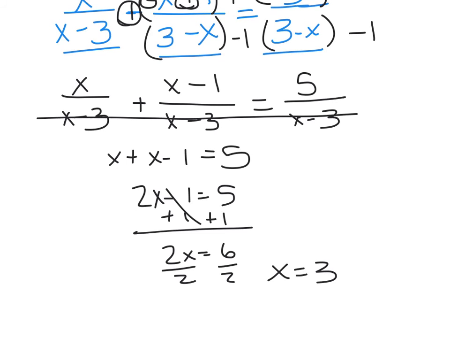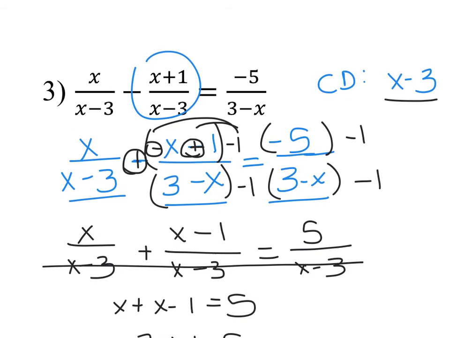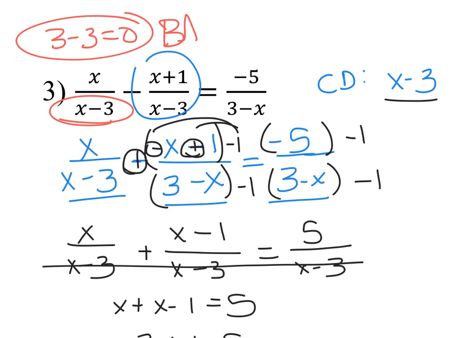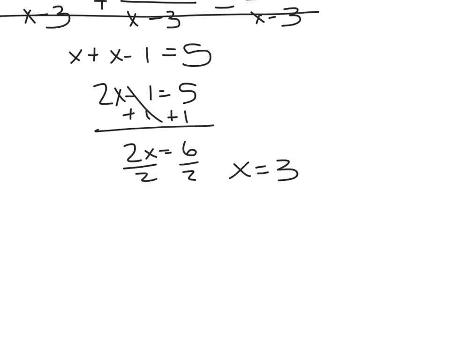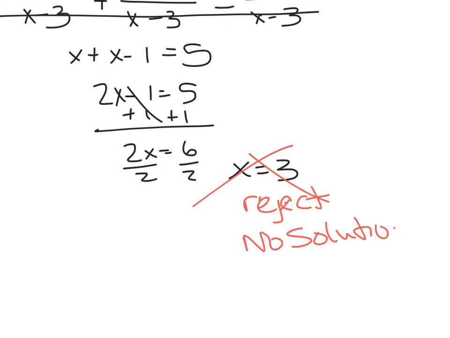Alrighty. So if x is 3, we go back. We say if I put 3 into this denominator right here, it will be 3 minus 3, which is 0. And this is bad. We can't have a denominator be 0. So therefore, that's an extraneous root. We reject that. And we simply write no solution. I know all that work for no solution, but you wouldn't have known unless you did the work.